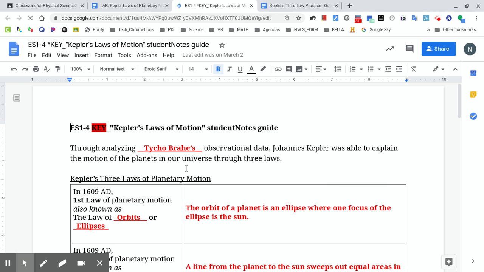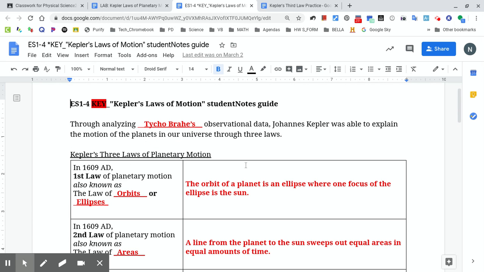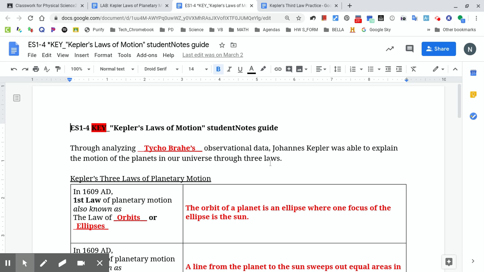So it's very important to learn this information as far as the standard that you're supposed to cover about Kepler's laws of motion, okay? Through analyzing Tycho Brahe's observational data, because Kepler was his apprentice and used his data, he was able to explain the motion of planets in our universe through three laws.